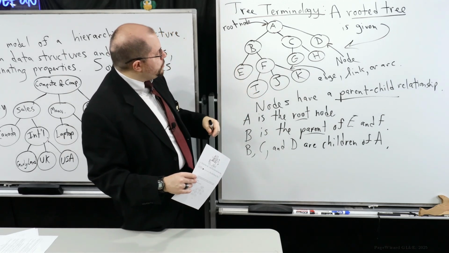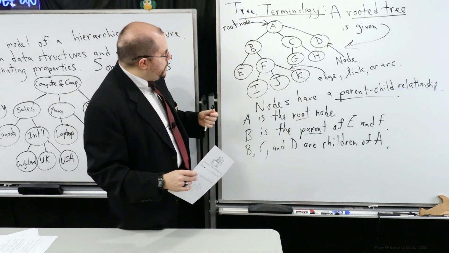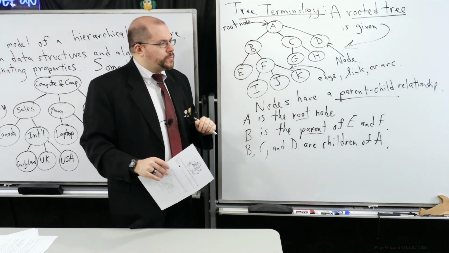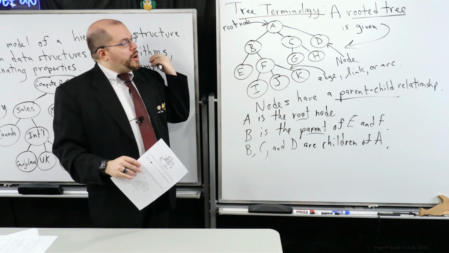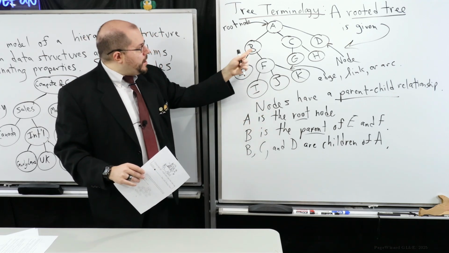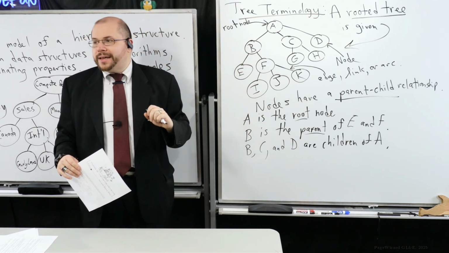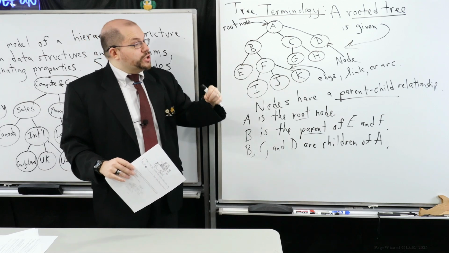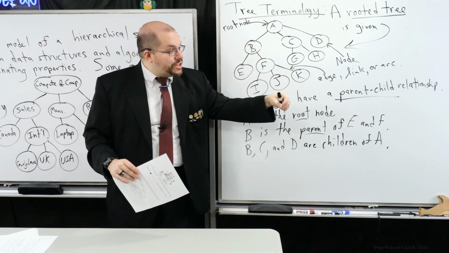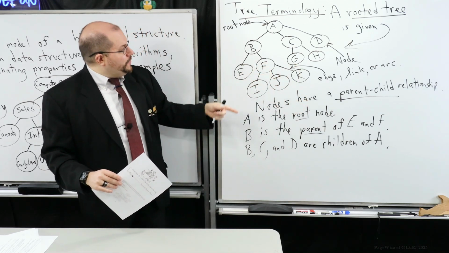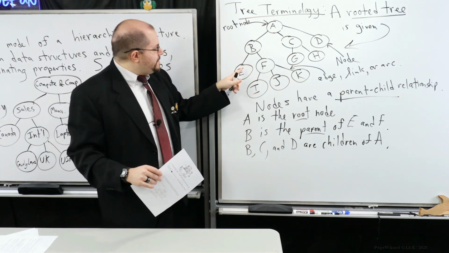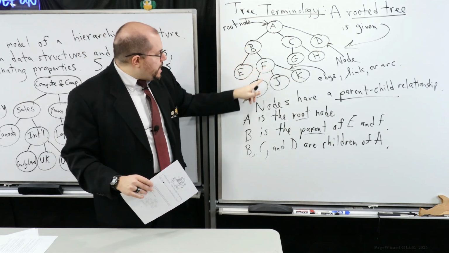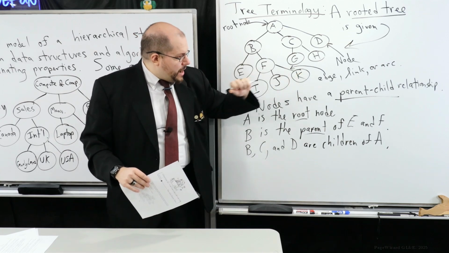So for example, what are the descendants of B? Well, think of it. These are all of the descendants of node B, meaning that they are children, children's children, children's children's children of B, and so on, right? So in this case, the descendants of B would be E, F, I, J, and K, right?